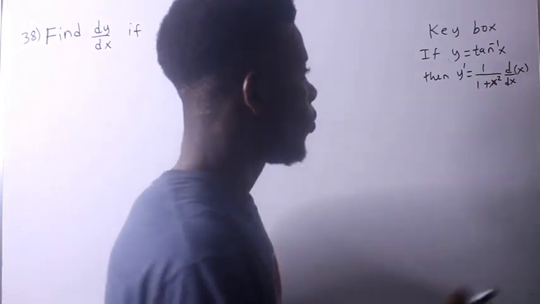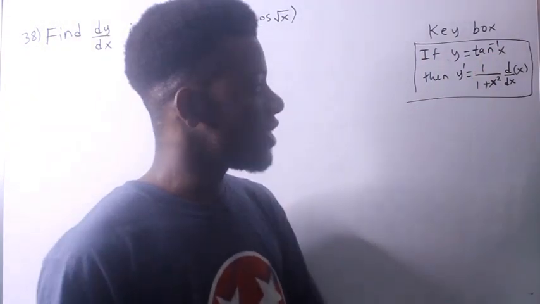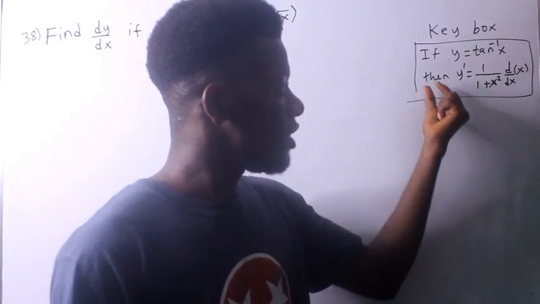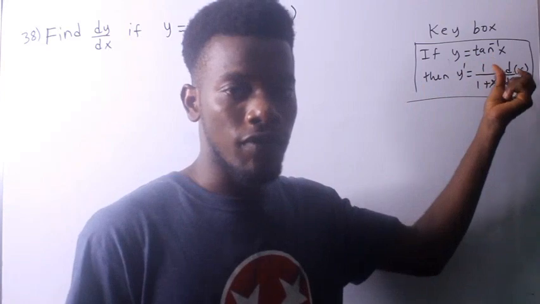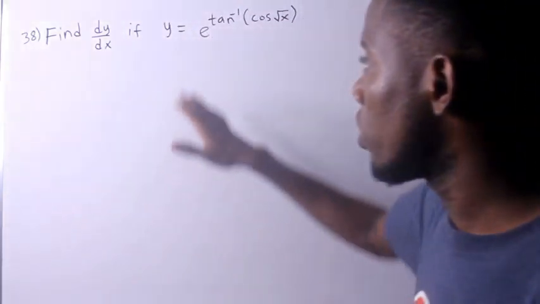In this box, we have if y equals tangent inverse of x, then y prime is 1 over 1 plus x squared times the derivative of x. Great. So let's quickly do that here.